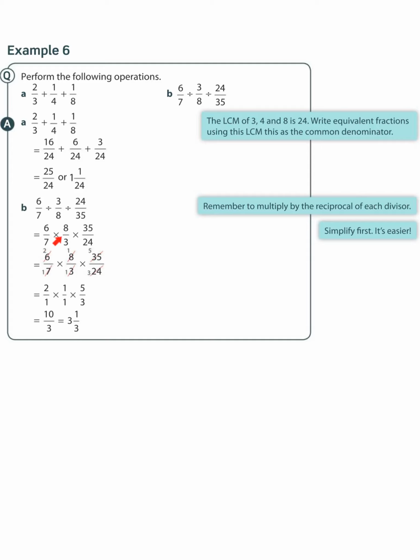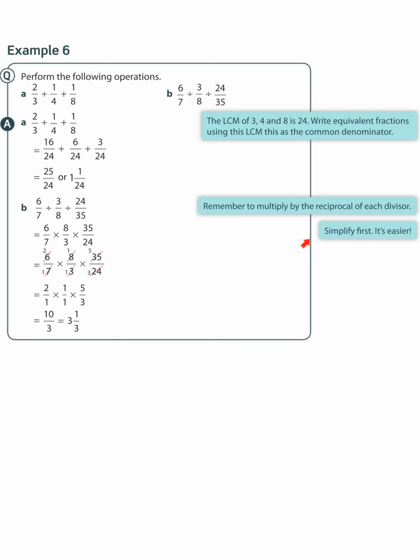Okay, so it's 6 on 7. If it's divided by 3 on 8, that's the same as multiplying by 8 on 3, as you saw in a previous video. Now, if you divide by 24 on 35, you can change division to multiplication if you flip the numbers in the different positions there. Okay, so we're good with that. Now it has a hint over here. Simplify first. It's easier. What they mean is we could just calculate 6 times 8 is 48. 48 times 35. We're getting big numbers here. 7 times 3, 21. 21 by 24, we're going to get some big numbers.